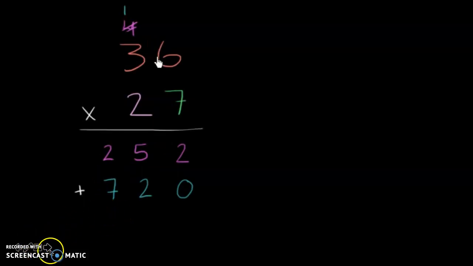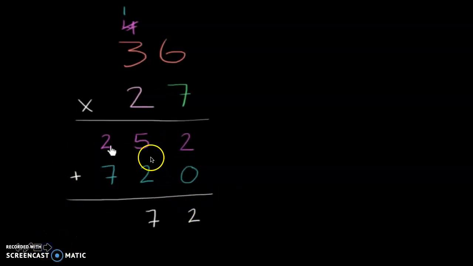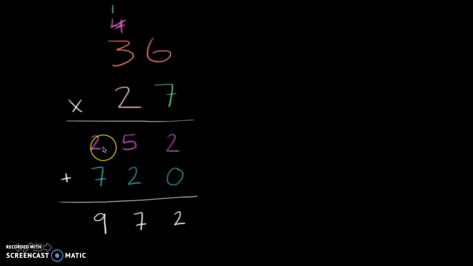Next step, add your addition sign. Put your line down so that you're keeping your partial products separate from your final product. You're going to add 2 plus 0, that is 2. You're going to add 5 plus 2, which is 7. And you're going to add 2 plus 7, which is 9. 972 is your final product. It is the product of 36 times 27.